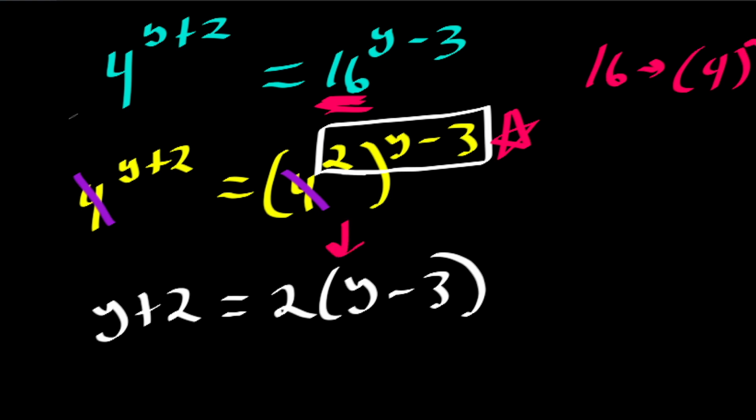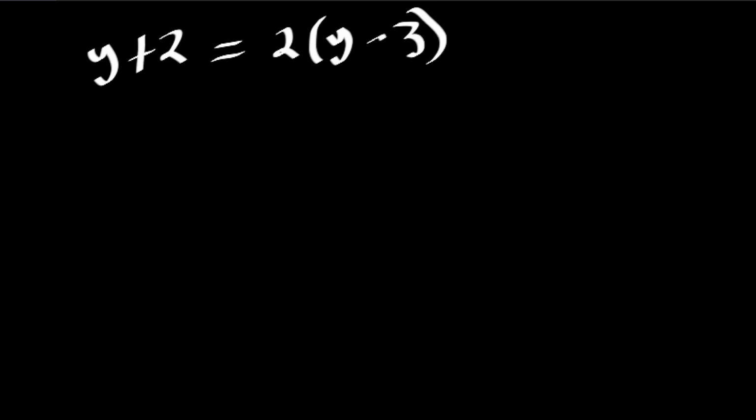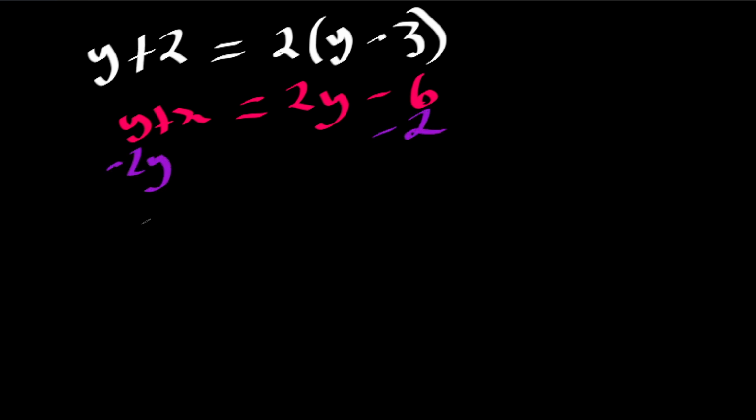All right, so now I'm going to start a new page just so we can finish this problem. So we said it was y plus 2 equals 2 times y minus 3. So now we're just going to solve this equation. y plus 2 equals 2y minus 6, because we distribute. When we put our y's on the same side, I would subtract 2y over here, and I would subtract this 2 over here.